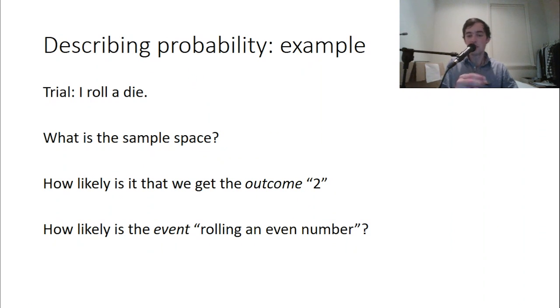By the way, a lot of things we're doing in probability are coins, dice, and cards, so you'll have to get used to those. Alright, so a trial could be to roll a die. Notice it's die, not dice. Just be careful with that one. Because it's 1 die, multiple dice.